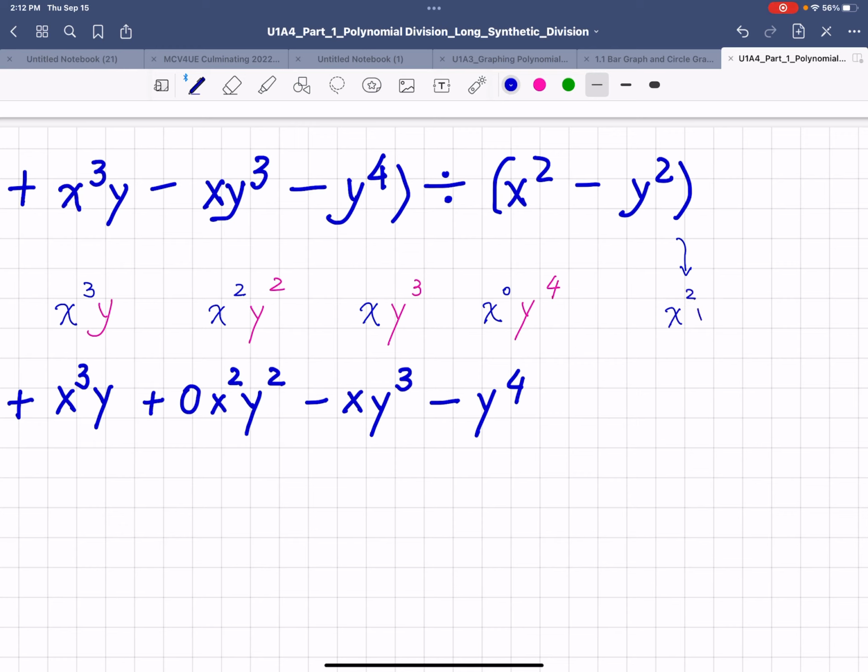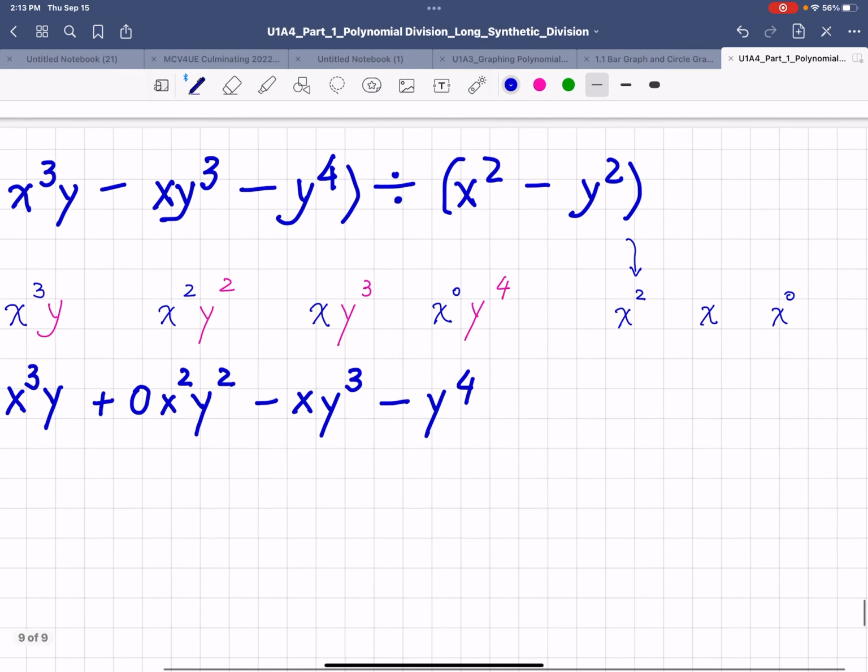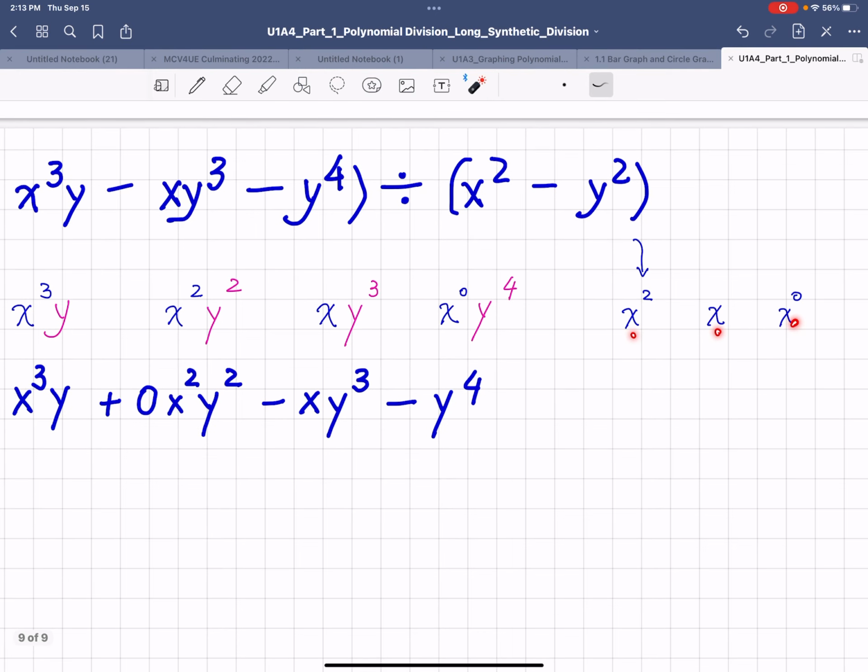You don't see the y, which means that y must be to the power of 0, right? And then the next term must have an x to the power 1, and the last term x to the power of 0. So we need to have all the terms and list them from highest to lowest degree. When we say all the terms, it means that if we have the power 2 term, we're going to need the power 1 term as well, and the power 0.